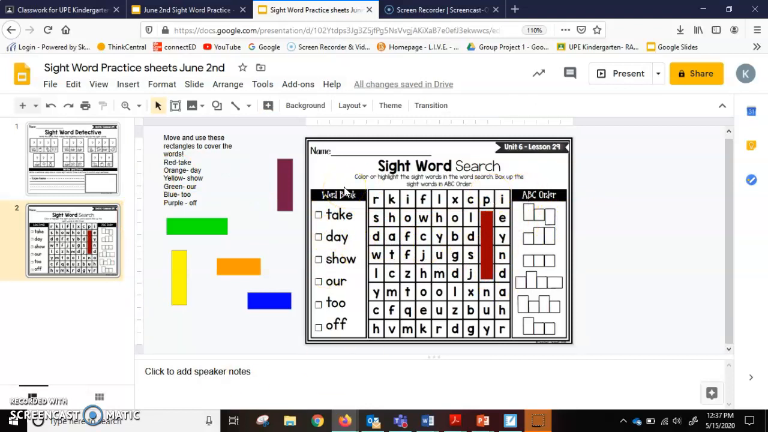And that would be another fun worksheet for you to do. I hope you really enjoy learning and playing with our sight words this week. Keep up the fantastic work. Great job.